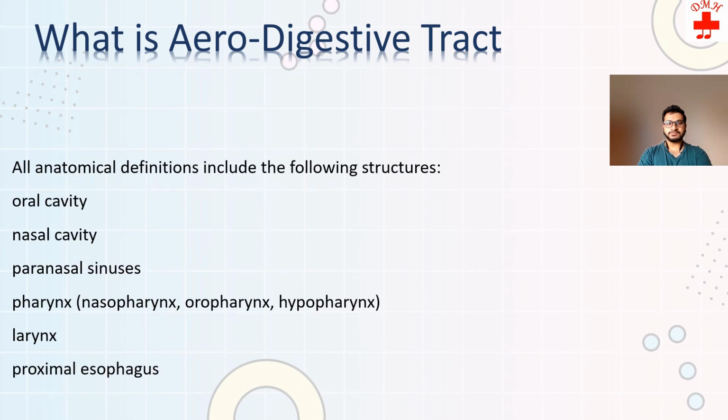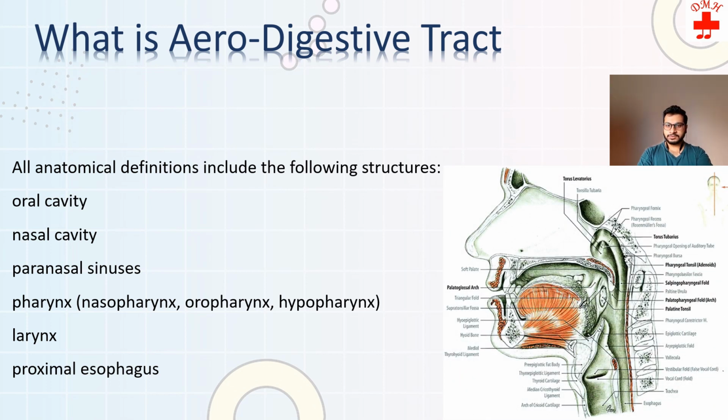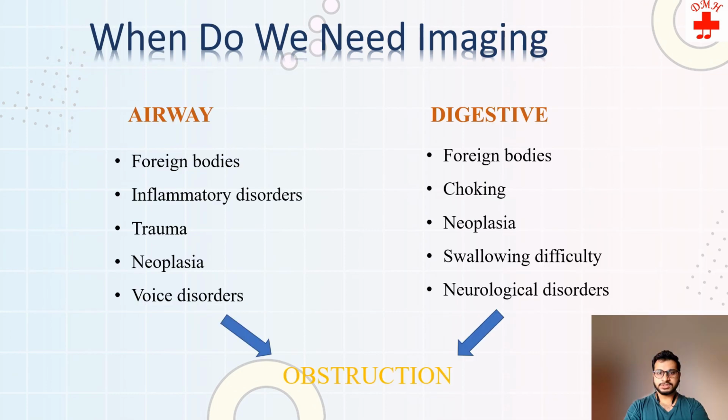What is the aerodigestive tract? As far as the aero part is concerned, it potentially includes all structures from the nose and mouth down to the alveoli of the lungs. As far as the digestive tract is concerned, it is usually limited to the structures that are proximal to the gastroesophageal junction. So, oral cavity, nasal cavity, the paranasal sinuses, the pharynx, which includes the naso, oro, and pharyngolarynx, the larynx, and the proximal esophagus. So, you can see the following structures in the image.